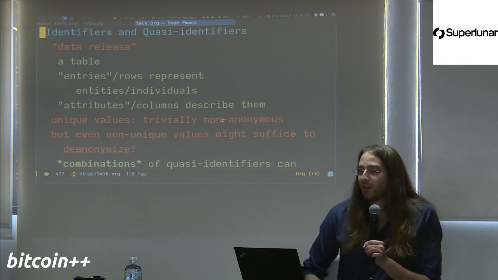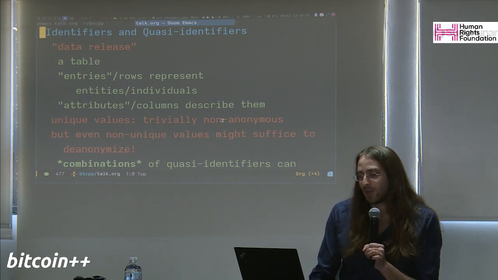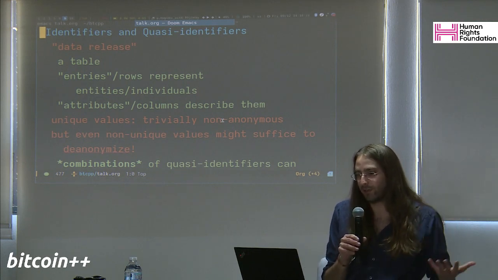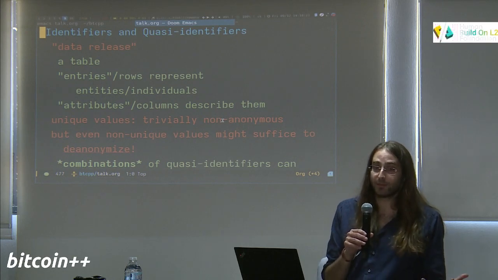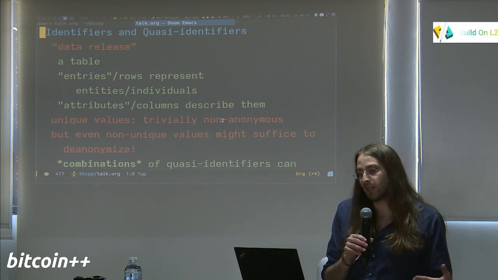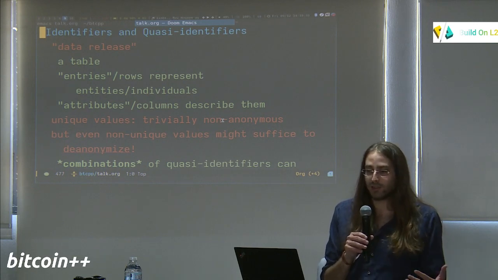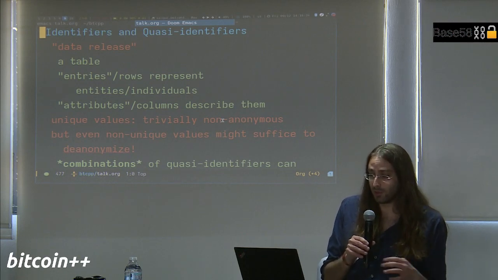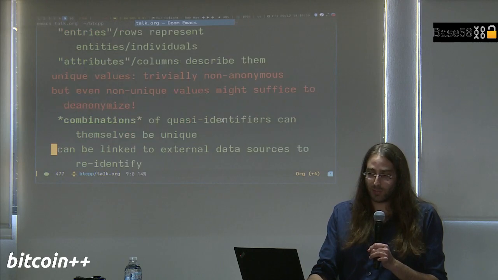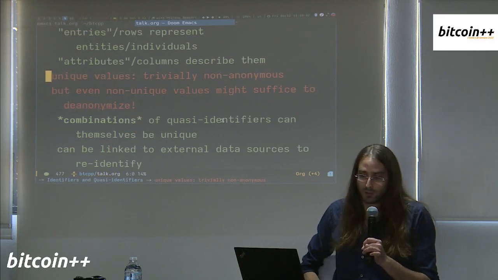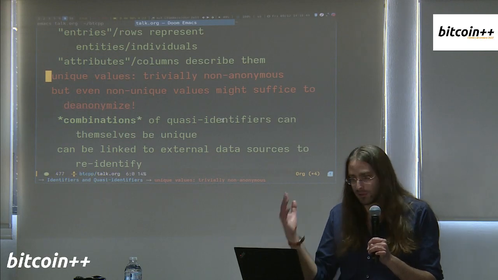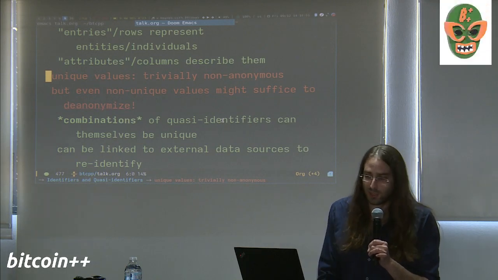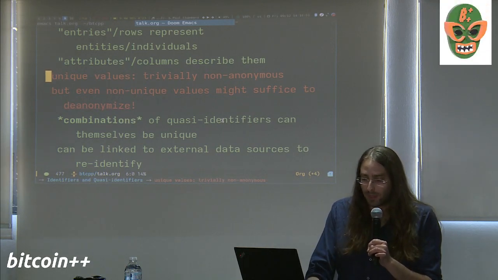Okay, so it's kind of an interesting model, and it's interesting to think about also in the context of blockchain data. So what they define is a data release. If an organization of some kind wants to release some anonymized data, conceptually this is a table where individuals or entities are represented by rows, and the columns, or attributes in their terminology, the fields, describe the rows. And some of these attributes might be unique. For example, if you put the social security number in the US Census data, there's only one such value assigned to every entity, whereas, as we discussed before, things like zip codes and so on are not necessarily unique.